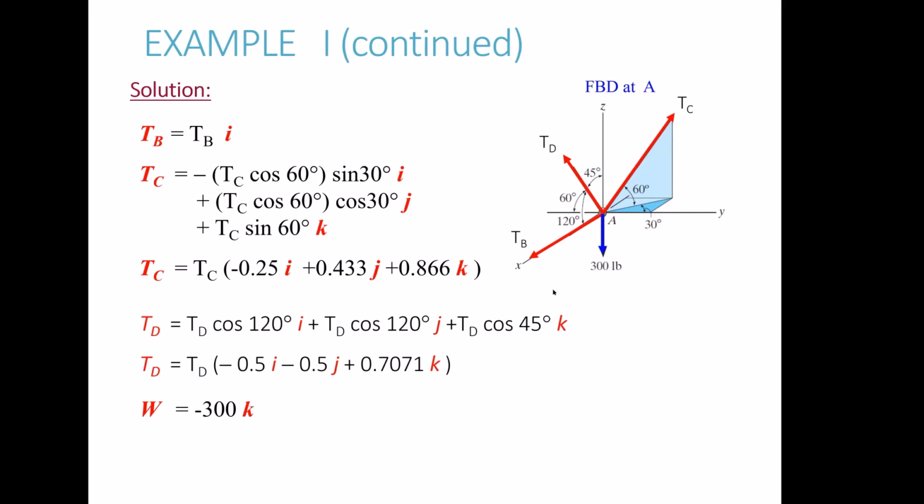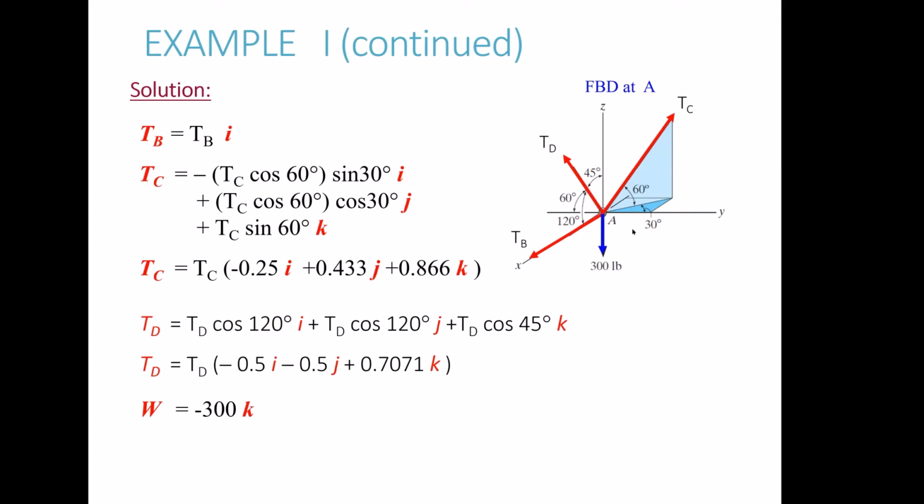And the next one is TD. Now TD is given in terms of its direction cosines, so in terms of the angles relative to each of the axes. So the first one is the i component. This is 120 degrees from the positive x-axis. Okay, so that's all that one is.